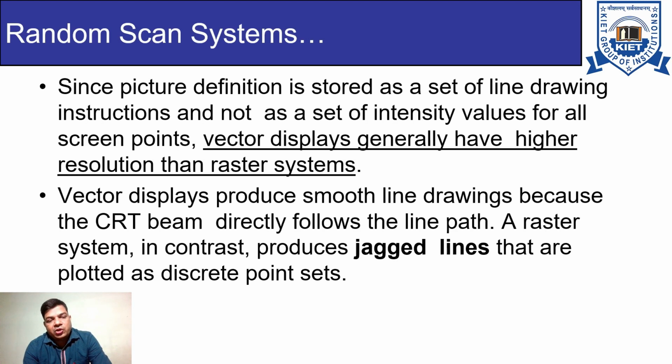And we know that one of the drawbacks of using the raster scan system is that we have jagged lines, or we can say that in raster scan systems we have aliasing. So vector displays produce smooth line drawings because the CRT beam directly follows the line path. A raster system, in contrast, produces jagged lines that are plotted as discrete point sets. And this we have already seen in the last lecture on CRT: what is aliasing or what are jagged lines?